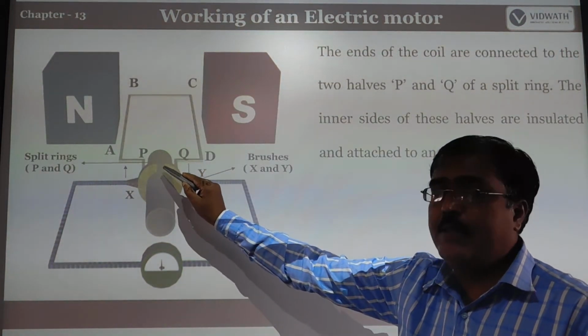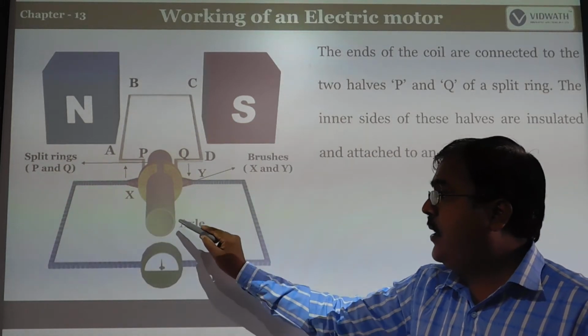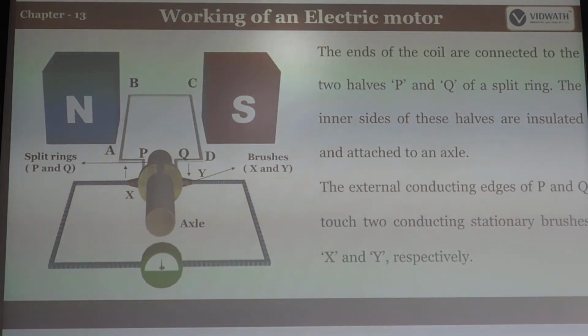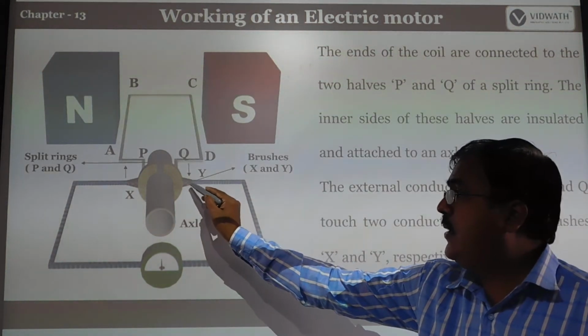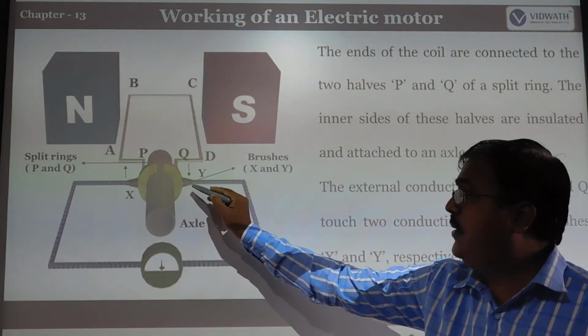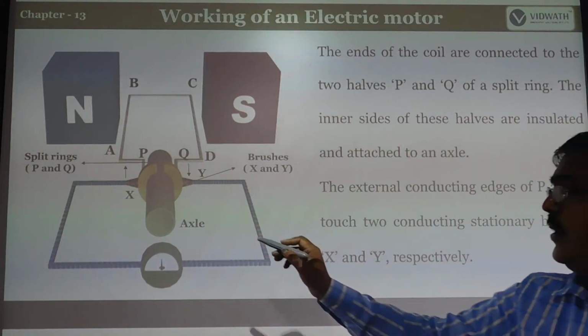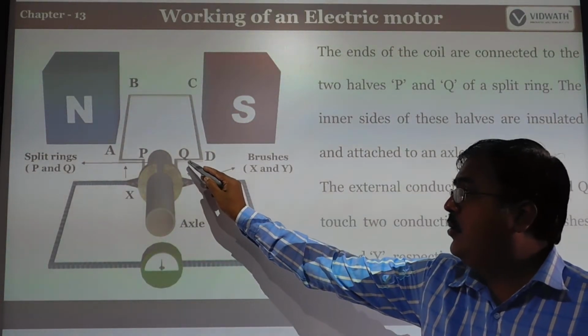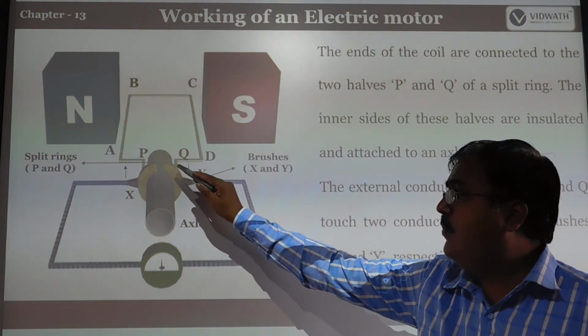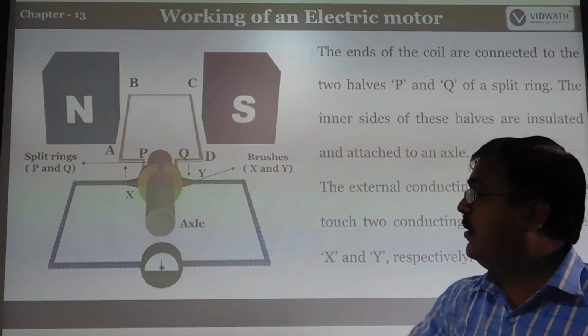These are called the split rings. This is the axle. So P and Q are the split ring. The inner side of this is insulated and attached to the axle. This is the inner side, and here are the brushes X and Y. The external conducting edges of P and Q touch the two conducting stationary brushes X and Y. When the current is passed, Q touches X and P touches Y, like this you can see.